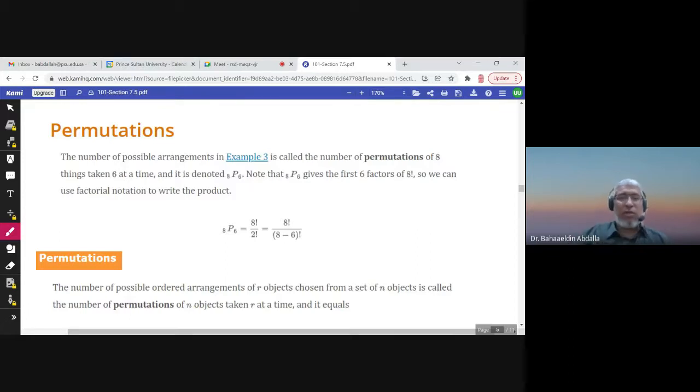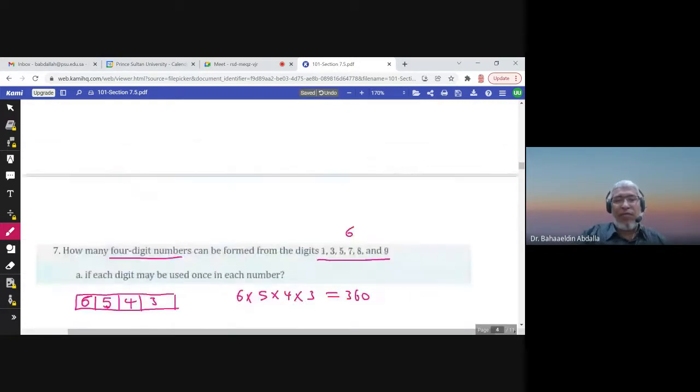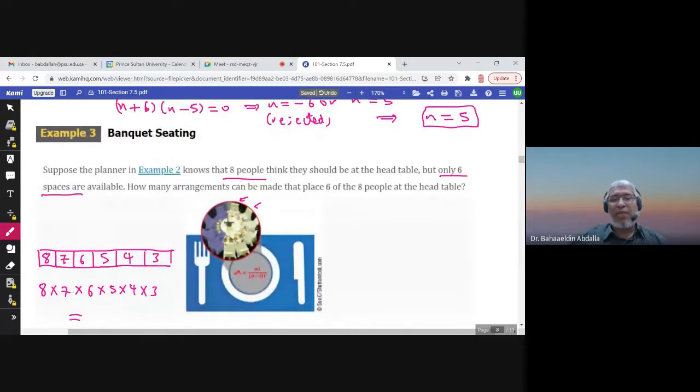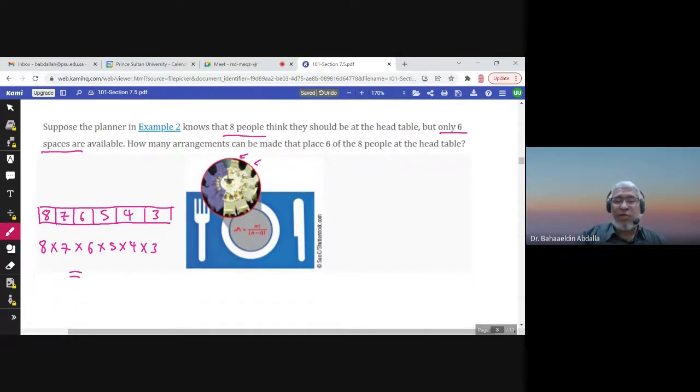This is the second point in section 7.5, and it's about permutations. The number of permutations is the number of possible arrangements. For example, in example 3, we had 8 people and we wanted to choose 6 of them in order, or we needed to arrange 6 of them, 6 places only out of 8.